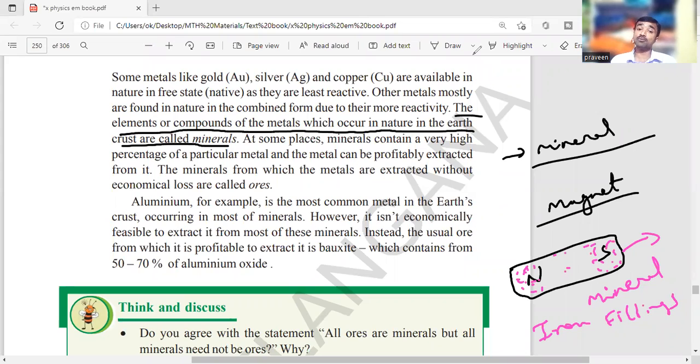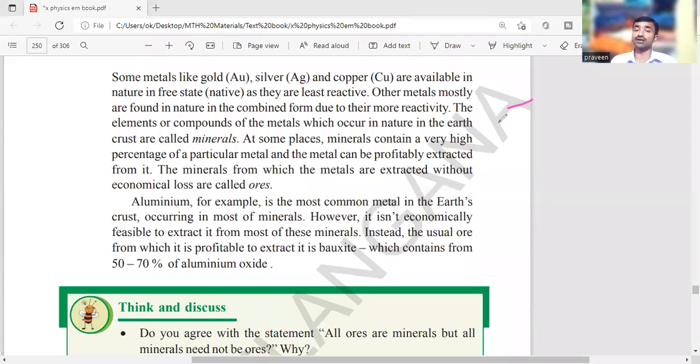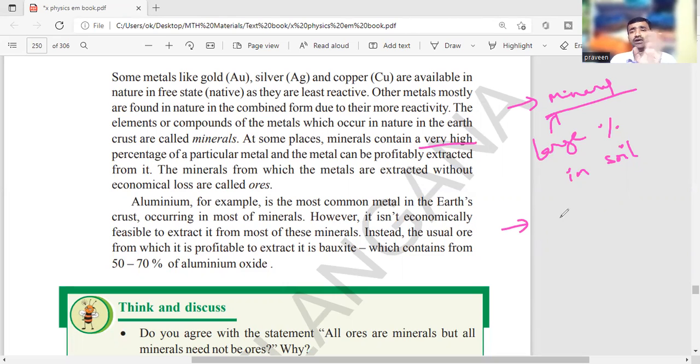So like that, you are able to collect many substances from the soil that you can separate, called minerals. If that mineral is available in a large percentage in the soil, then that is what we call ore, not all, right? It simply contains a very high percentage of a particular metal, so we can call it mineral here. A less percentage is also mineral, but we cannot consider that.